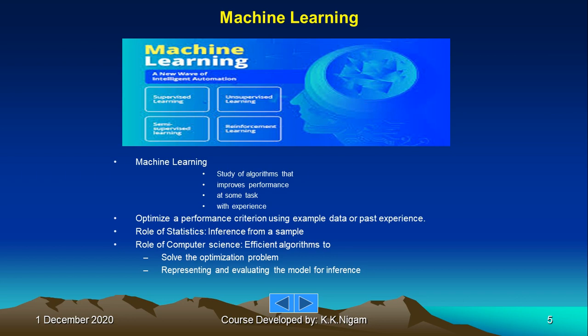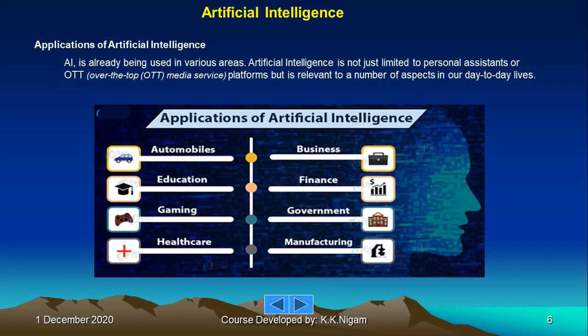Now you can optimize the performance criterion using example data or past experience, or whatever way you want to do it. You can also see that statistics plays a very vital role in this. You can draw your inferences from whatever outcome you get. With the role of computer science and efficient algorithms, you will be in a position to solve the optimization problem, representing and evaluating the model for inference. So that is the purpose of machine learning.